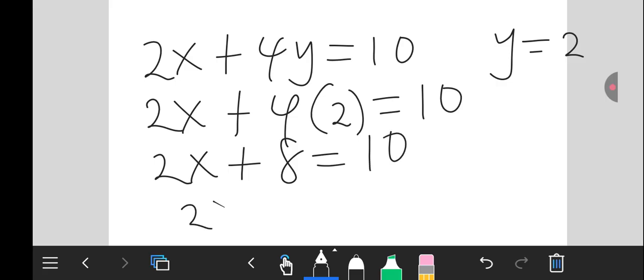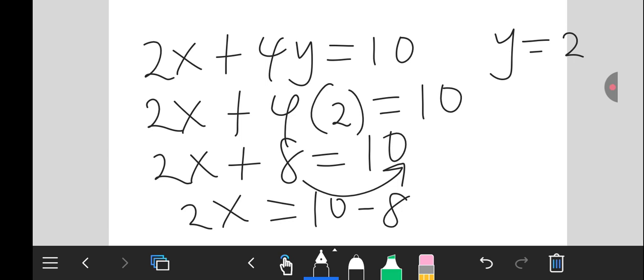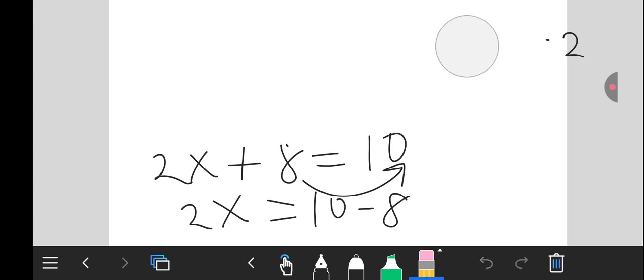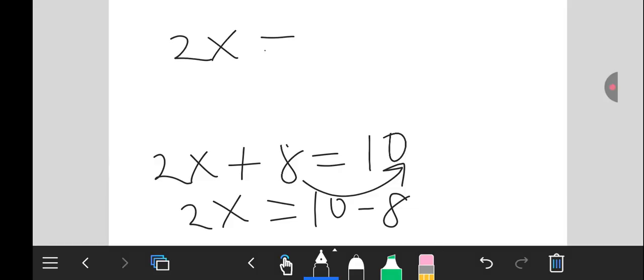Then we're going to have 2x is equal to, this 8 will go to the other side, so it will be 10 minus 8, since it was positive it becomes minus 8. So 2x is equal to 10 minus 8, that is just 2. Then on both sides we divide by 2.